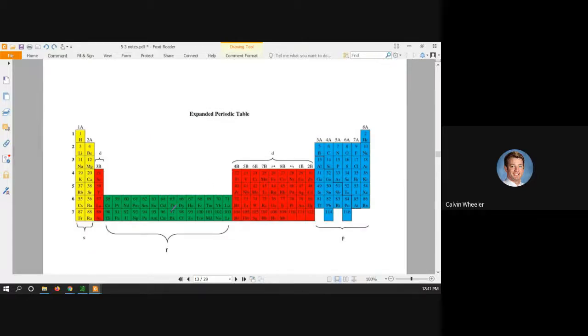This is an expanded periodic table. I keep on mentioning how the F block is actually inserted in there. They drop it down so that this fits nicely on an 8.5 by 11 piece of paper. This is what a periodic table actually looks like, a full expanded periodic table. The F block is right here.